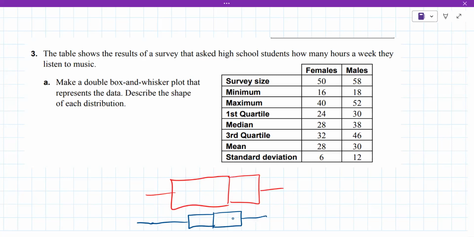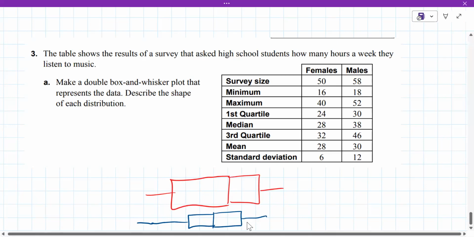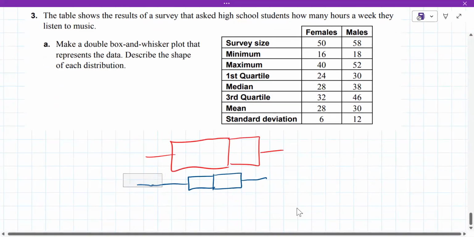Minimum is 16. And the third quartile is... So yeah, they're pretty symmetrical. Both of them are. And I agree. They're both symmetrical, but you probably see the females are slightly to the left of the males. Yeah, their median is slightly left. Okay, all right.